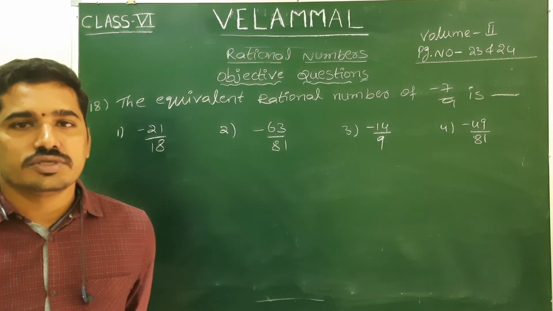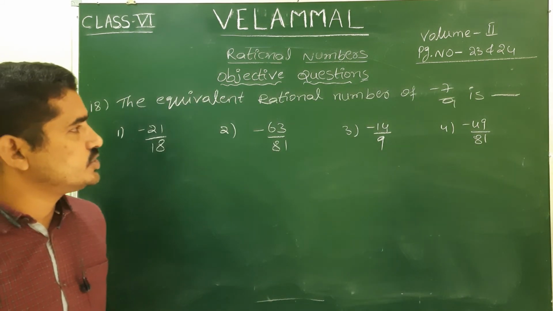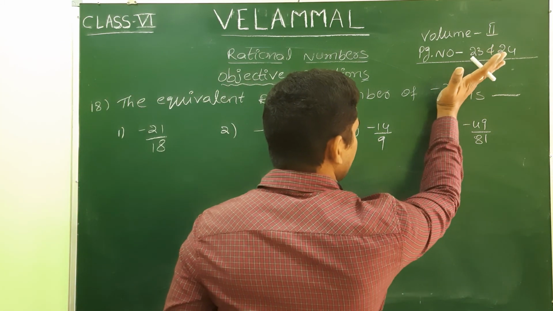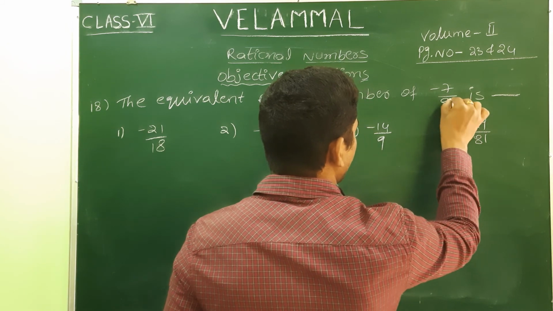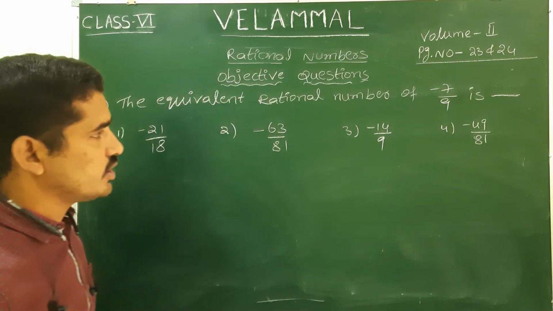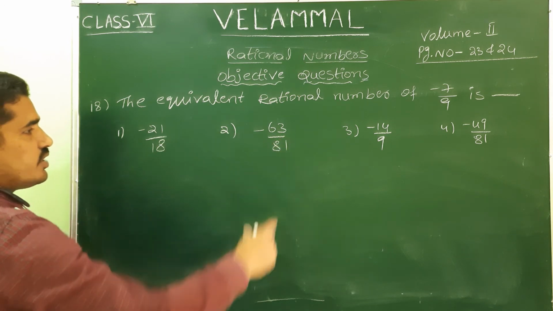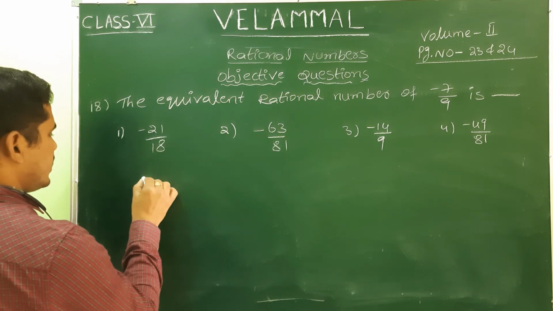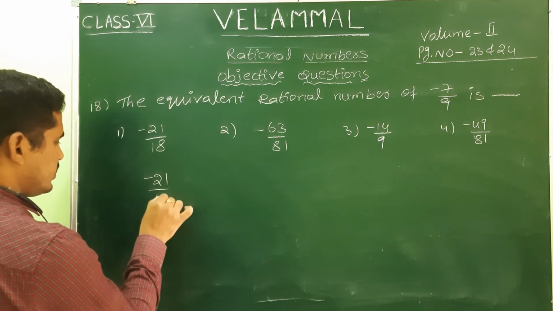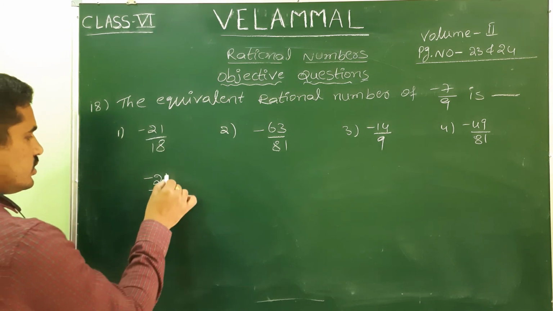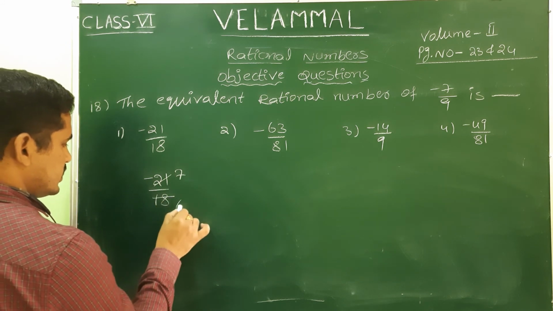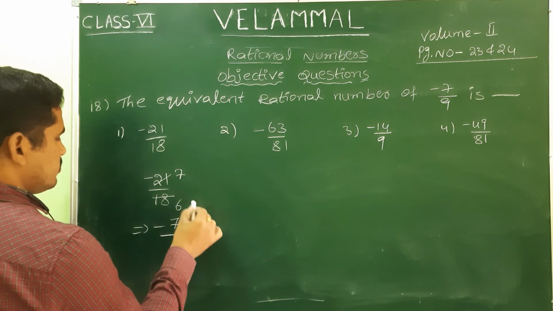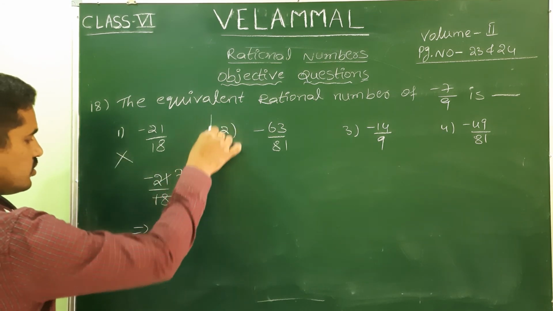Next we have the 18th question: the equivalent rational number of minus 7 by 9 is dash. To minus 7 by 9 we need to find the equivalent rational number. Equivalent means if we simplify the given options, then we will get the equivalent rational number. See, minus 21 by 18 can be simplified with the 3 table. Then 3 sevens are 21, 3 sixes are 18, so it will be minus 7 by 6. It is not equal to minus 7 by 9, so the first option is not correct.